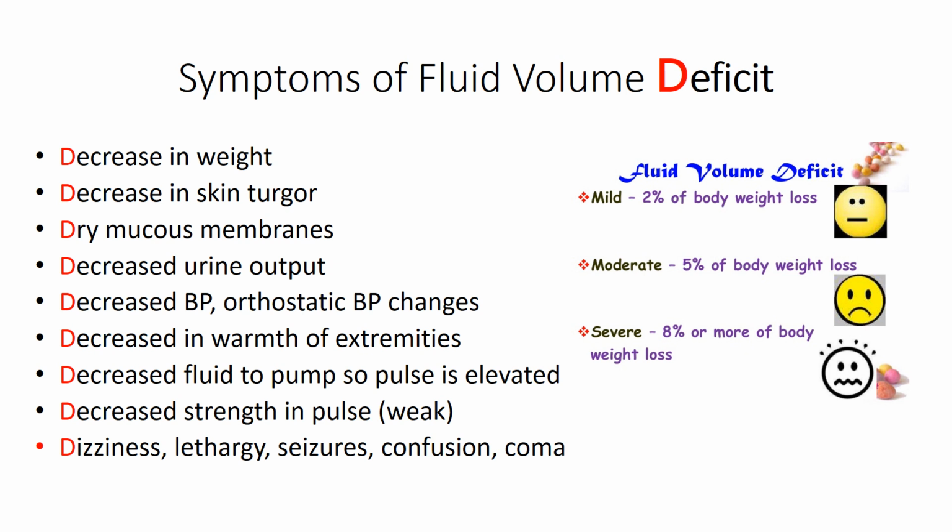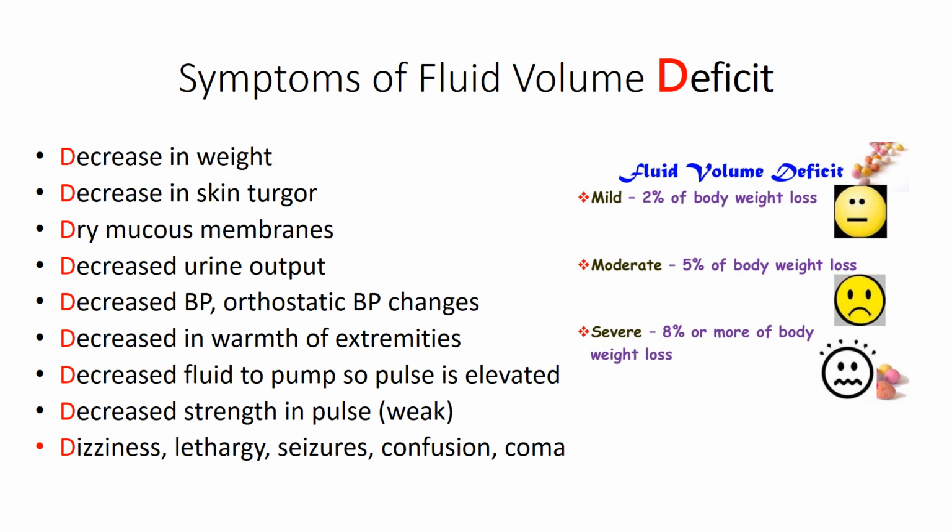Decrease in our skin turgor. If we check it, it's going to tent if we have a decrease in volume. But just remember, in the elderly, that is not always accurate because of their loss of elasticity in skin. So you can go to the chest area and pinch to see, but I'm just saying there are other ways of looking in the elderly than the skin turgor. But for children and healthy adults, definitely skin turgor will decrease.